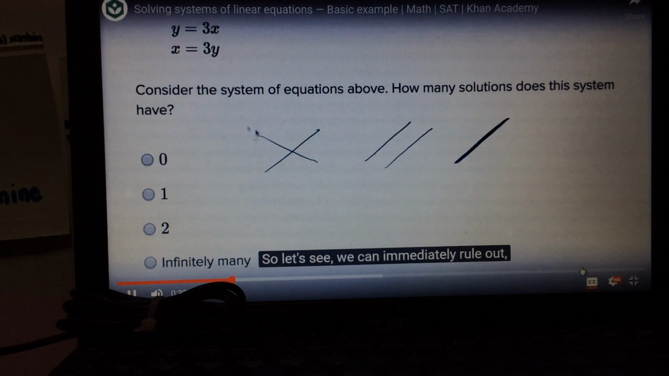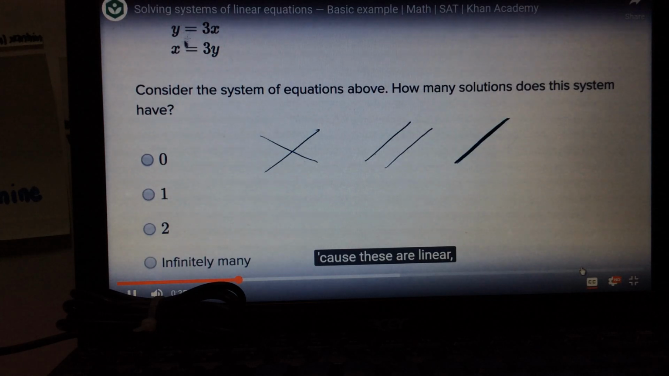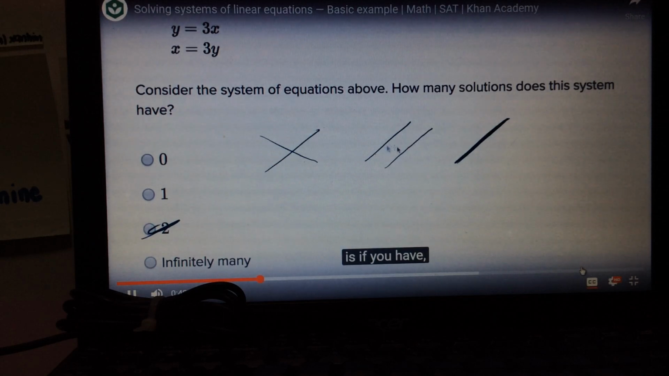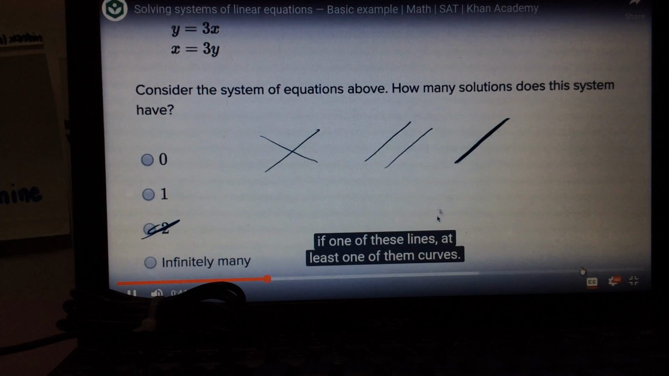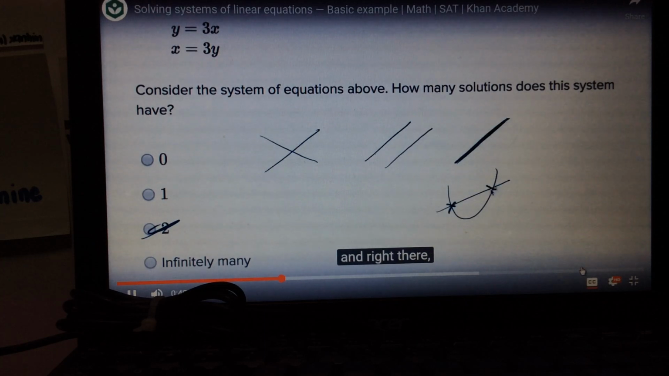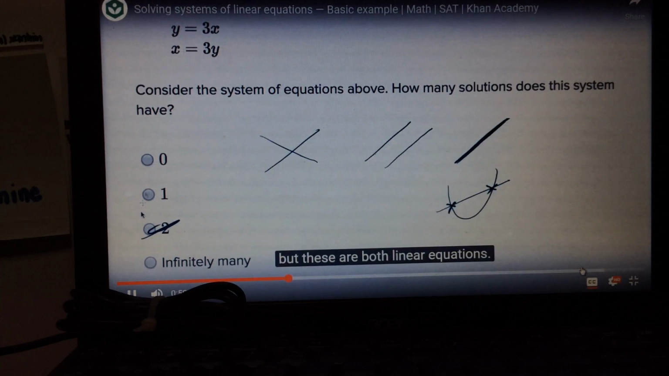And we can immediately rule out two solutions, because these are linear equations. The only way you're going to have two solutions is if at least one of these lines curves, something like this, then you could have two solutions right there and right there. But these are both linear equations, so we can rule out having two solutions.